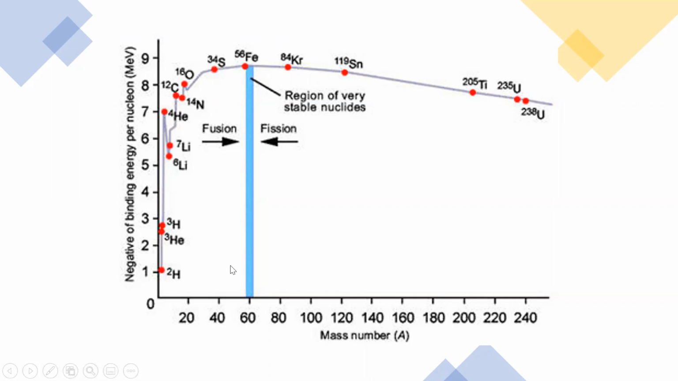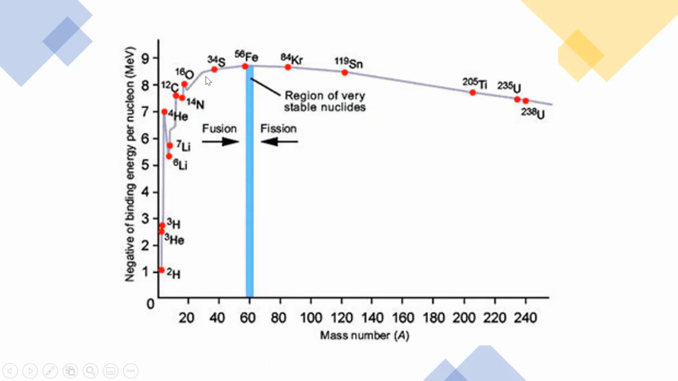But as the mass number increases, the stability decreases, because we know that as the nucleus size increases, the nucleus becomes less and less stable because there are too many neutrons and too many protons. Just a quick reminder that mass number is the number of nucleons, that is, the number of protons plus the number of neutrons. Iron is the most stable one.